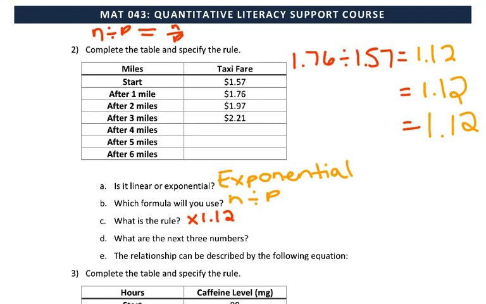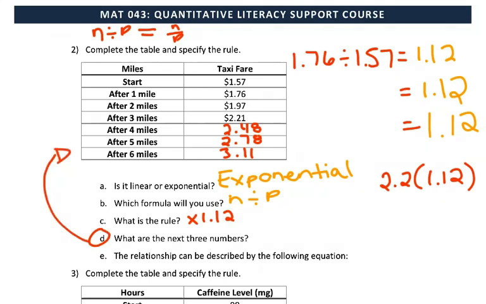And then what are the next three numbers? If we multiply starting at 2.21 times 1.12, we will get 2.48. And then if we multiply that by 1.12, we will get 2.78. And then if we multiply that by 1.12, we will get 3.11. So those are our next three numbers.